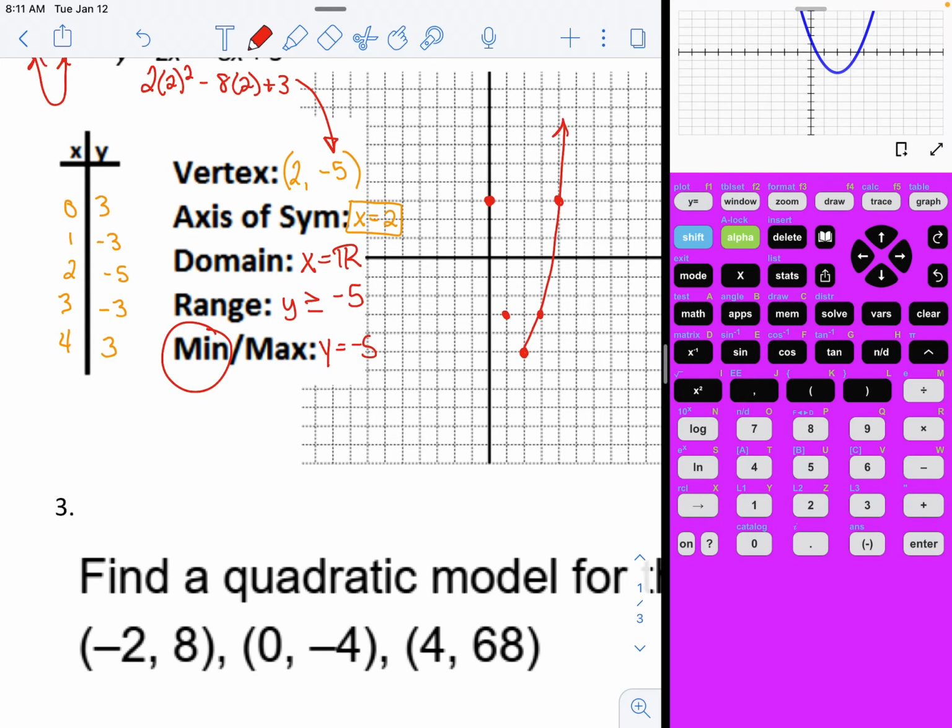This one has been vertically stretched because it has that 2 out in front, which is why it looks a little skinnier than the other one we did.